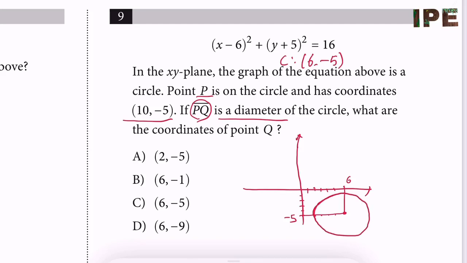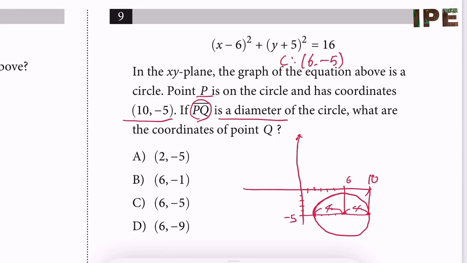Where is P? 10, negative 5. So 10, negative 5 is the endpoint, this point. The center is 6 and negative 5, and this P is 10, negative 5. So that distance is just 4, right? It is the radius, the same line. So Q is the other side, and this distance is supposed to be 4 as well.